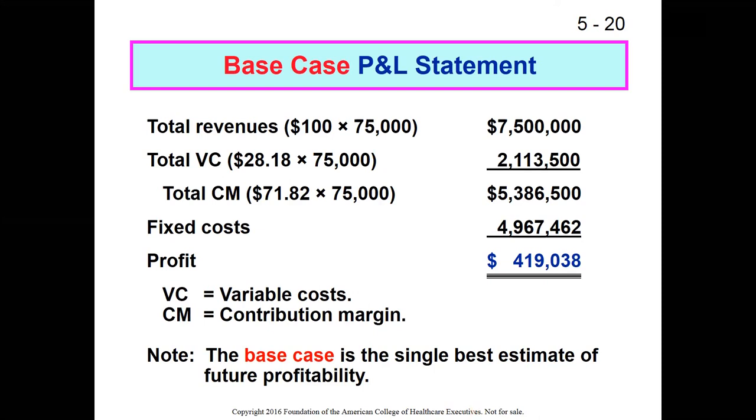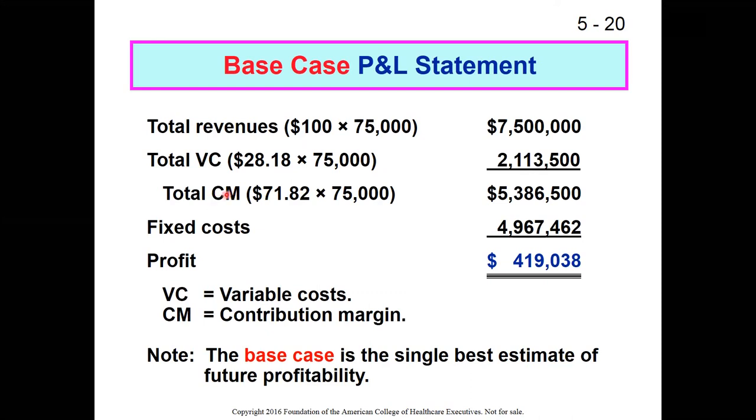So here we have, like I said, 75,000 visits times $100 per visit. Our variable costs are also connected to the number of visits because this is our supplies primarily, at $28.18 per visit times 75,000 visits.